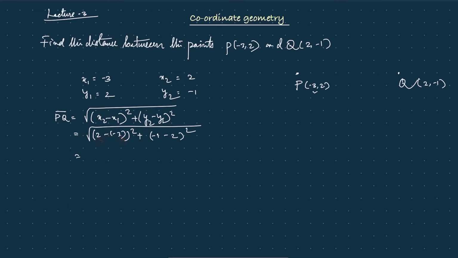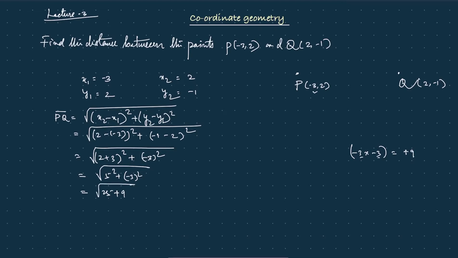So 2 plus 3, whole square, plus -1 minus 2, which is -3, so (-3) whole square, all under the square root. 2 plus 3 is 5 square plus (-3) whole square. 5 square is 25, plus -3 into -3, where minus times minus is plus and 3 into 3 is 9, so 9. 25 plus 9 is equal to 34.